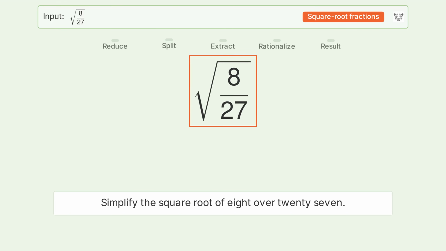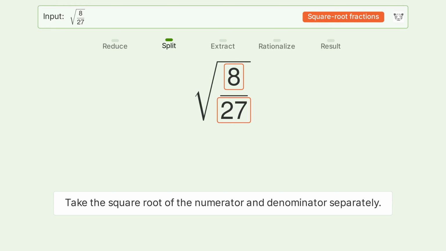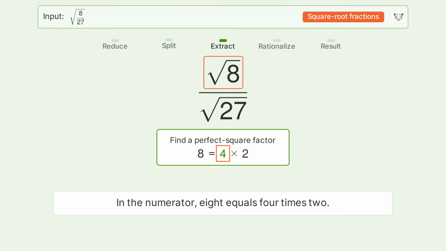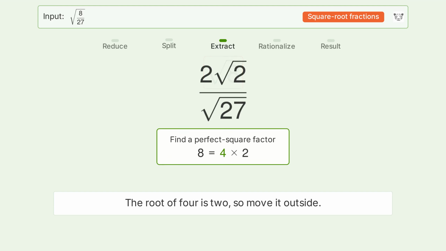Simplify the square root of 8 over 27. Take the square root of the numerator and denominator separately. In the numerator, 8 equals 4 times 2. The root of 4 is 2, so move it outside.